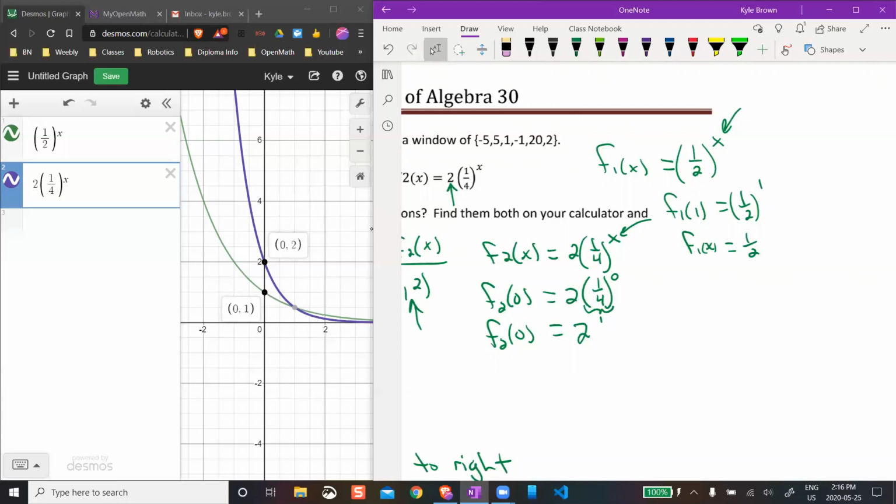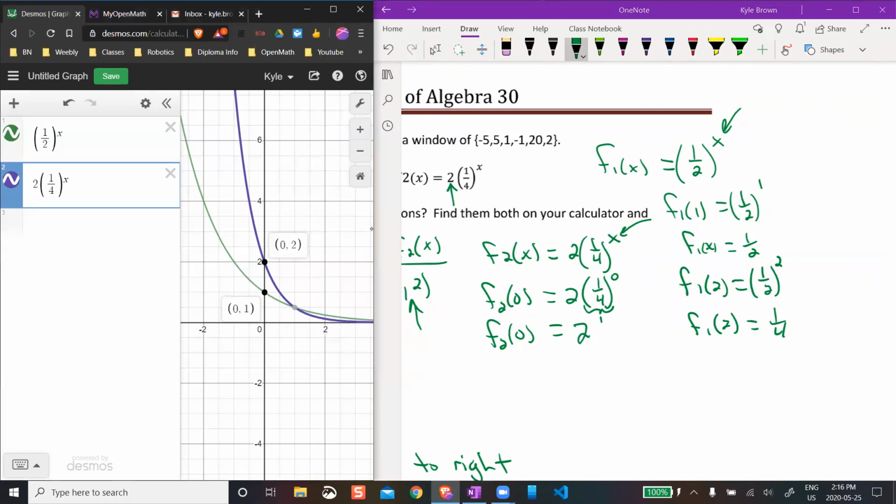And then if I threw, here, we'll do it again, f1 of 2. So if I throw 2 in for x, then that would be 1/2 to the power of 2. Well, 1/2 squared is the same thing as a quarter. And that's what would happen here. So when x is 2, y would be a quarter. Oh, sorry, when x is 2, 2 is right here. So that's a quarter, right there, on the green one. Anyway, you get the idea, I think.